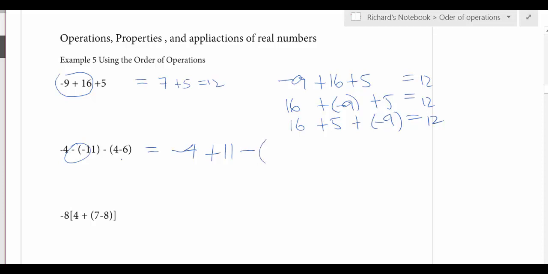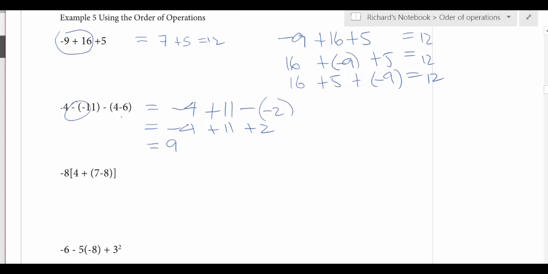4 minus 6 is negative 2. Oh, look, and I've got another double negative. So this is the same as minus 4 plus 11 plus 2. Well, I can add in any order, and I'm going to choose to do that. Negative 4 plus 11 is 7. 7 plus 2 is 9. So the answer is 9.